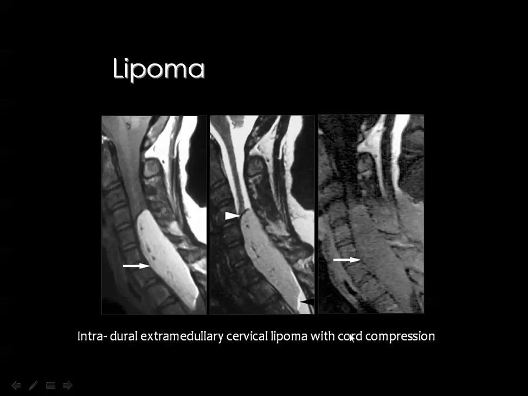Then in the subdural space, you can see lipoma, you can see epidermoid cyst, and you can see dermoid cyst as well as arachnoid cyst. Then this is lipoma because it shows high signal intensity in the T1 weighted image, and in the T2 weighted images it shows decreased signal, and in the fat suppressed image you can see suppression of the fat signal.